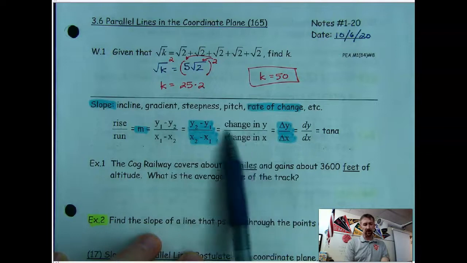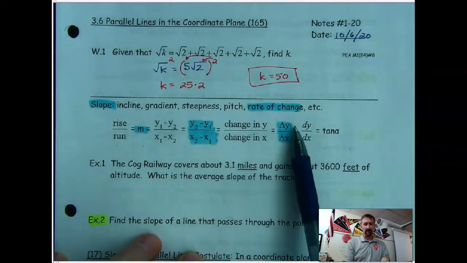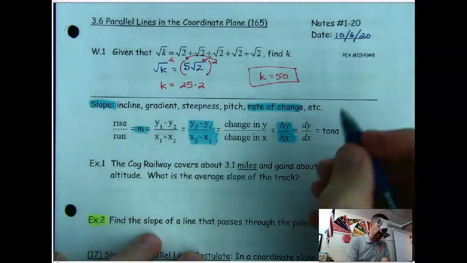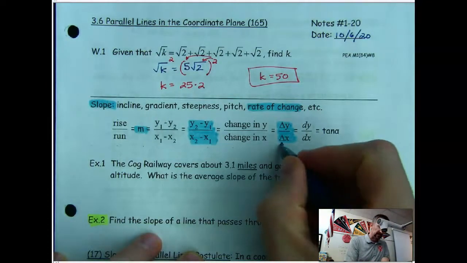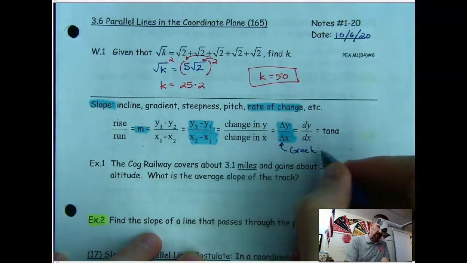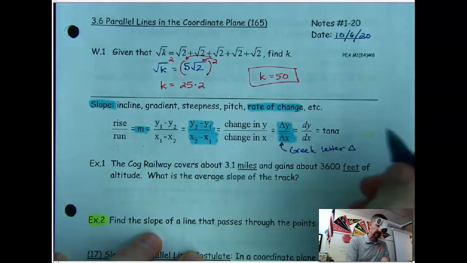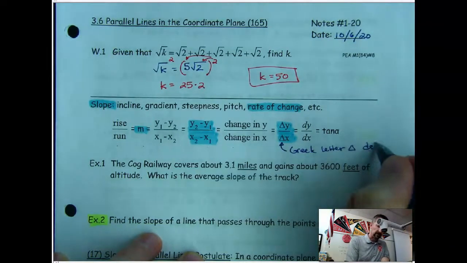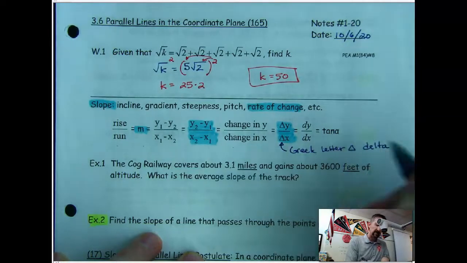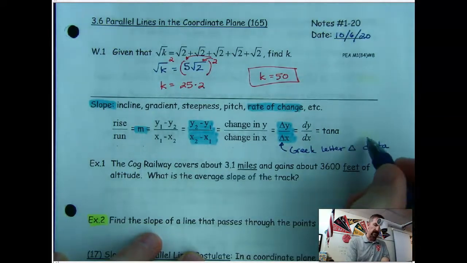Another way to look at this is the change in y over the change in x. We use this delta. So that little triangle looking thing is the Greek letter delta. That's how you say it.